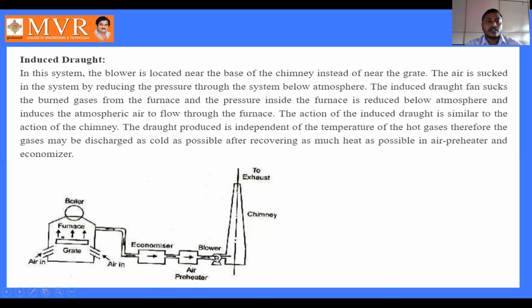The air is sucked into the system by reducing the pressure in the system below atmosphere. See here, the induced draft fan sucks the burned gases from the furnace, and the pressure inside the furnace is reduced below atmosphere and induces the atmospheric air to flow through the furnace.